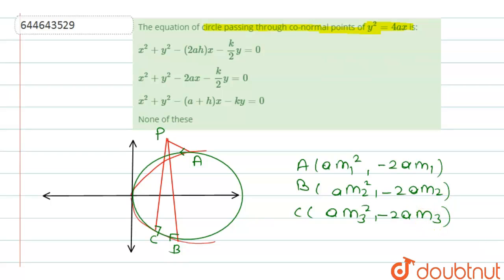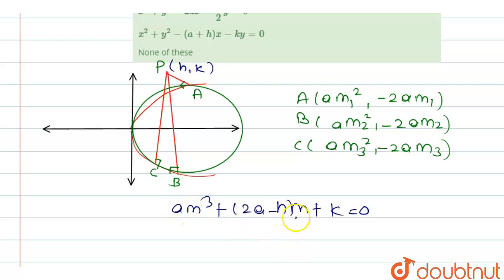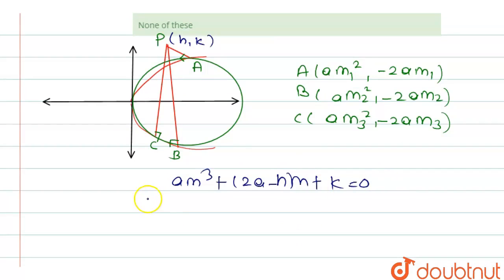As we know, the equation of the normal to the parabola can be written as a m cubed plus (2a minus h) m plus k equals 0, where (h, k) are the coordinates of P. So this one is the equation of the normal. Let us take m1, m2 and m3 as the roots of this equation.